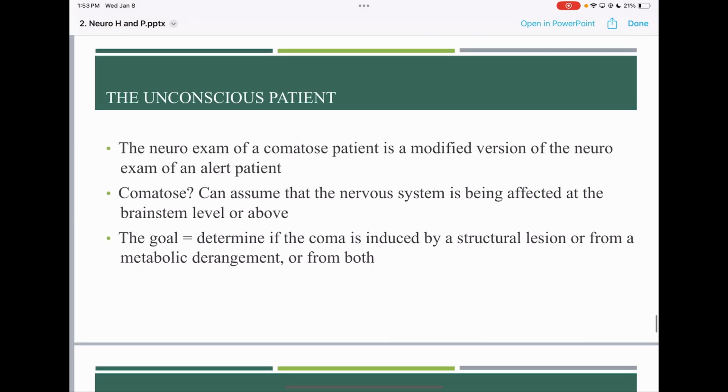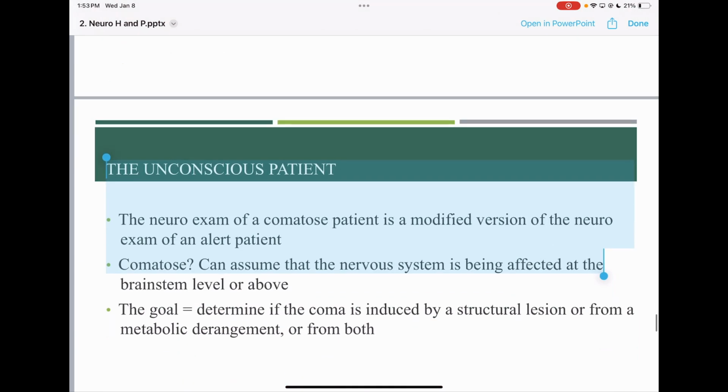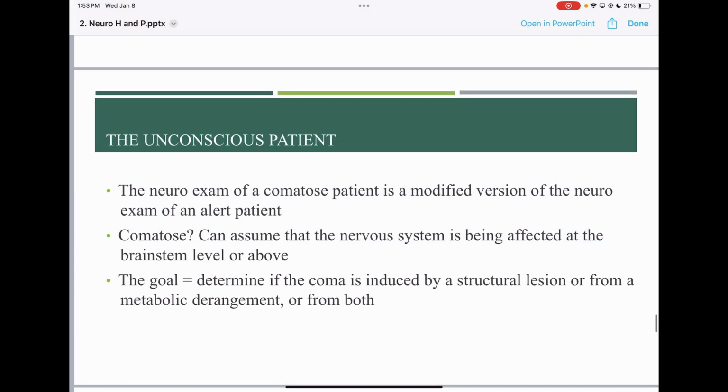The unconscious patient, obviously you can't do a lot with a patient who's unconscious. If they're comatose, you can assume the nervous system is being affected at the brainstem or above, because that's the only reason why they'll be comatose. Anything happening in the spinal cord will not cause the patient to go into a coma, but any problems in the brain itself can. Goal: is their coma due to a structural problem in the brain, or is it just metabolic issues?